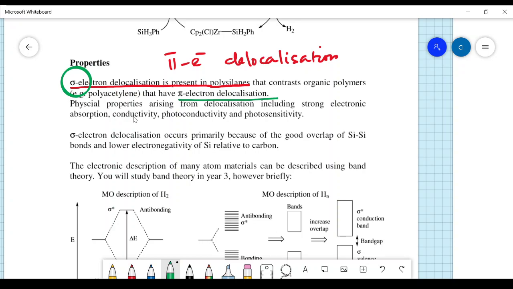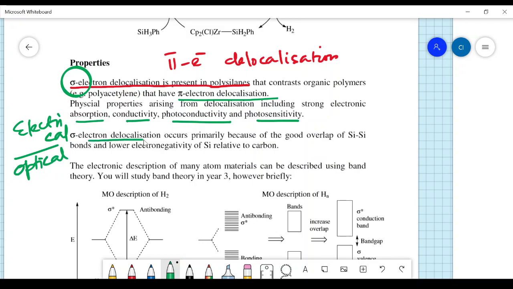So physical properties arising from delocalization include strong electronic absorption, conductivity, photoconductivity, and photosensitivity. You can see that some electrical and optical properties are also there for these things. So optical fibers you can make. Sigma electron delocalization occurs primarily because of the good overlap of Si bonds and lower electronegativity of Si relative to the carbon atom.